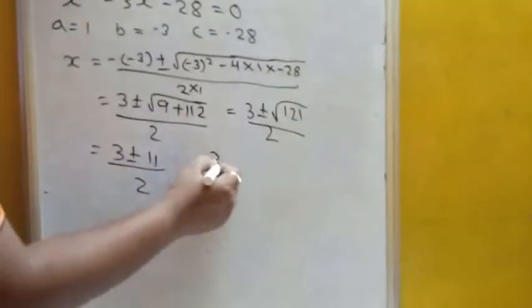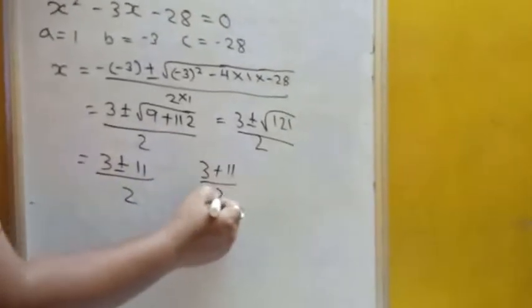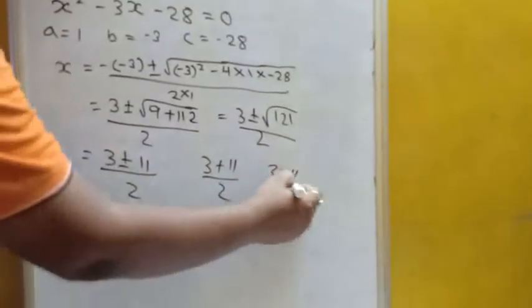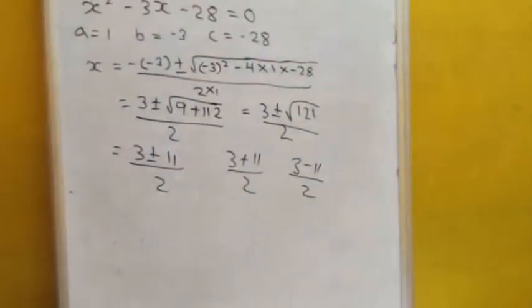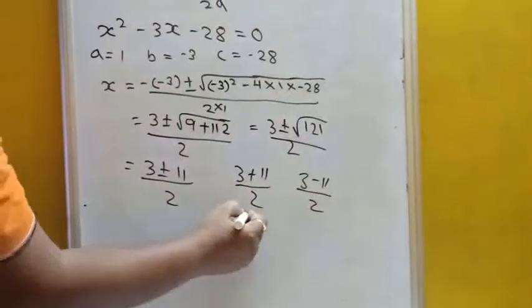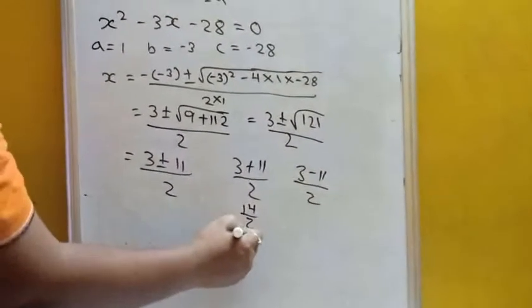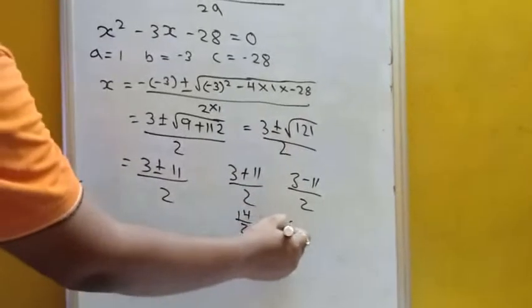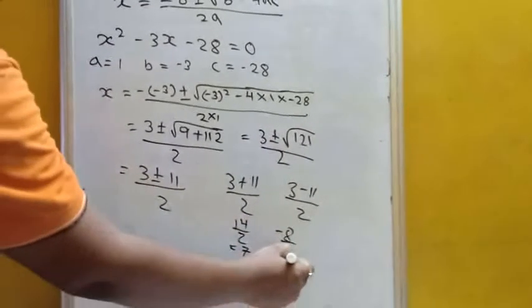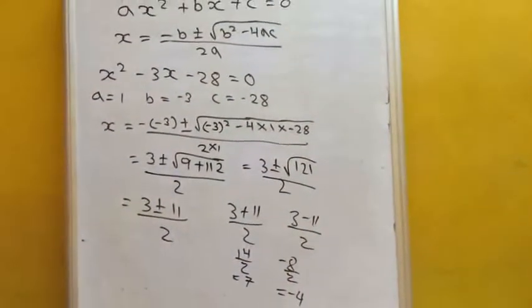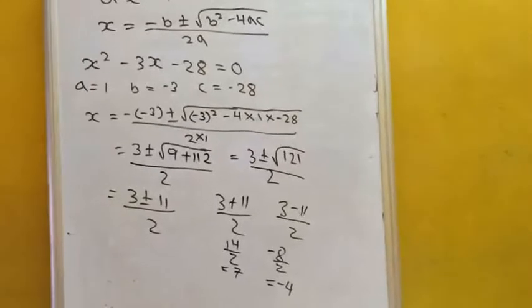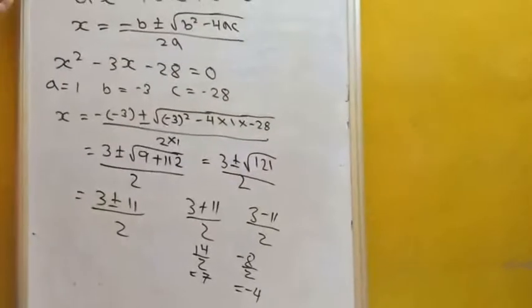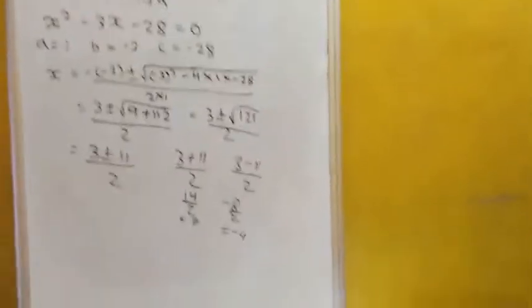So what can you write? 3 plus 11 divided by 2, and 3 minus 11 divided by 2. So 3 plus 11 divided by 2 equals how much? 14 divided by 2 equals 7. Minus 8 divided by 2 equals minus 4. Yes or no? 7 and minus 4 we are getting. So this one is the method by using what?